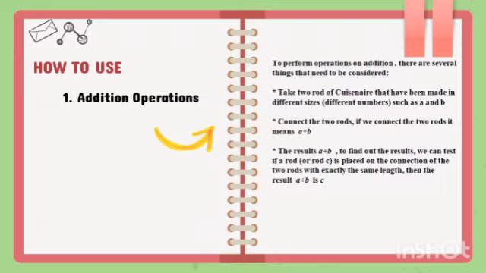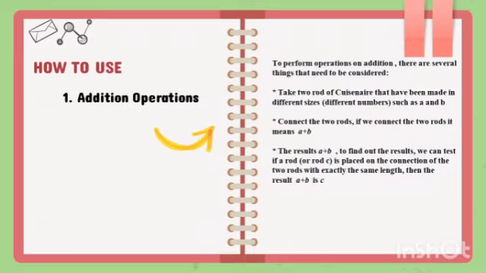First, for addition operation. To perform addition, or A plus B, there are several things that need to be considered. First, take the Cuisenaire rods that have been made in different sizes or numbers, such as A and B. Second, connect the two rods. If we connect the two rods, it means A plus B. Third, the result of A plus B.